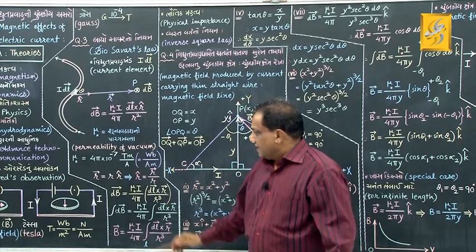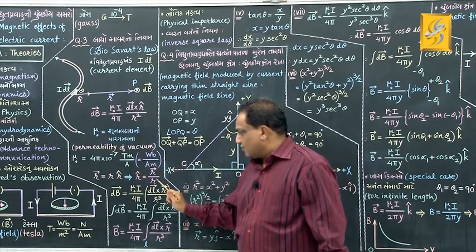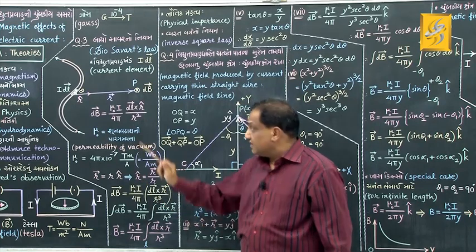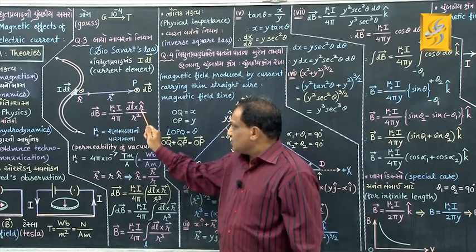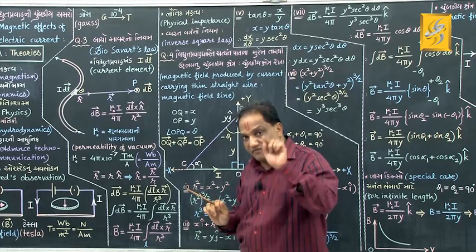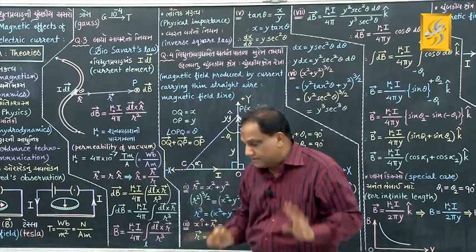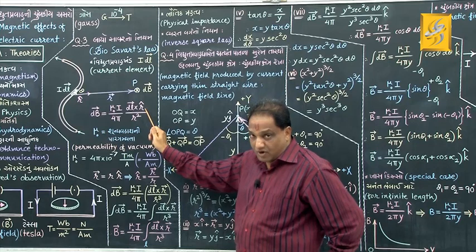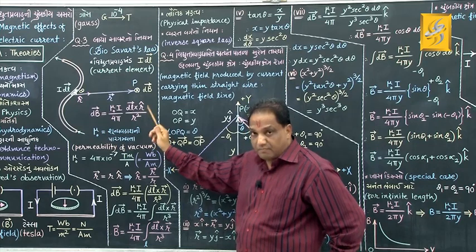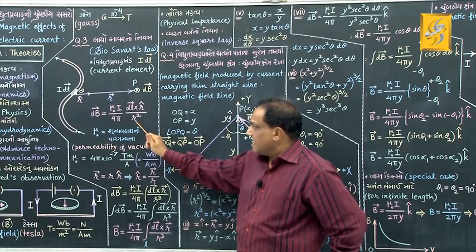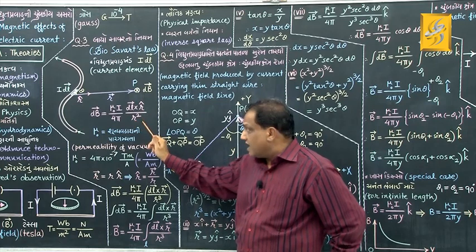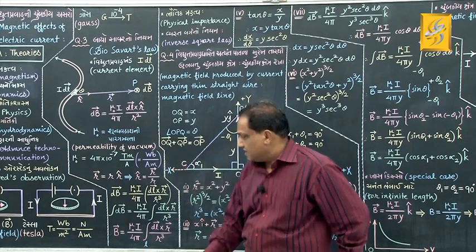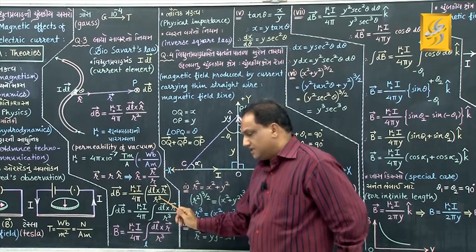Fine. Now just write vector r upon r in place of r hat in this formula. Instead of r hat, I should write vector r upon r. When you write it here, it will appear as vector r divided by r, and that r will be multiplied here, giving you r into r square, that is r cube. Here it is r cube. Correct?